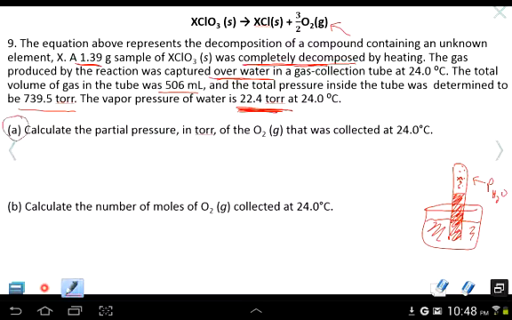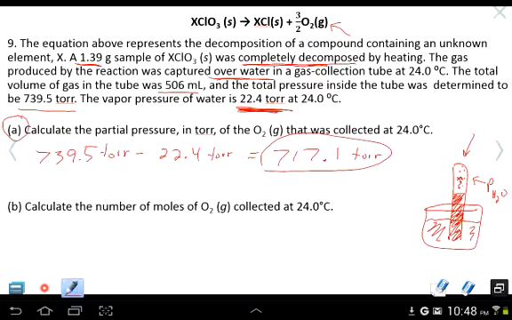Part A says calculate the partial pressure of just the oxygen that was collected. The idea here is that in the same volume, the pressures of the different gases add up together. So all we have to do is subtract the pressure of the water from the total pressure. The total pressure is 739.5 torr minus 22.4 torr. We should get 717.1 torr. And again, you can use the calculator on this free response portion. So this would be the pressure of the O2 gas.